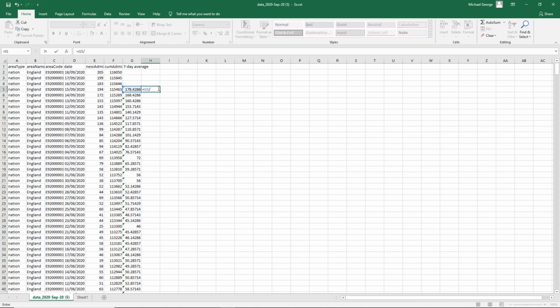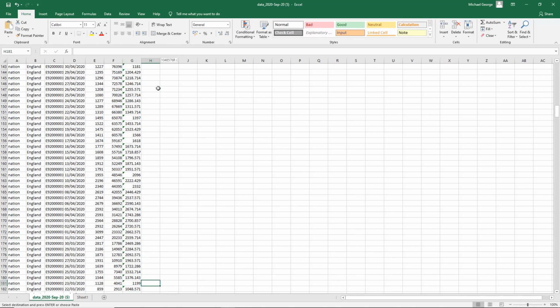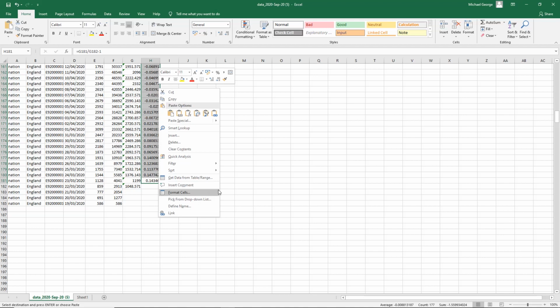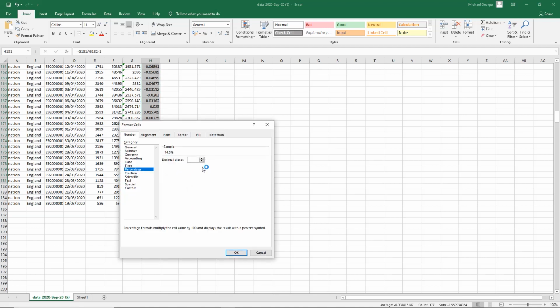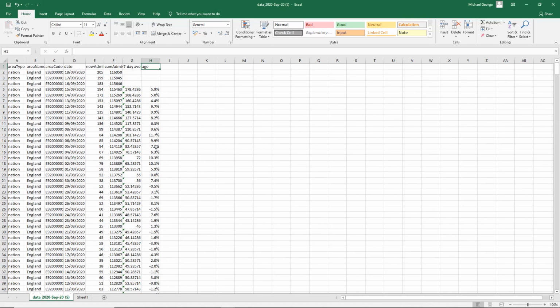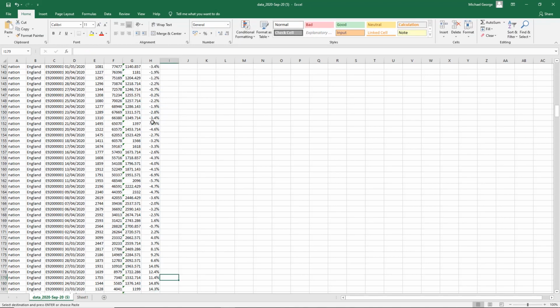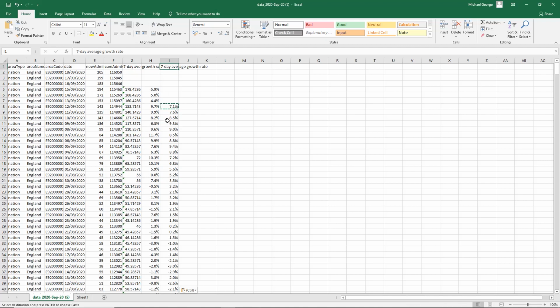It's a simple formula. It's the current day's admissions divided by yesterday's admissions, subtract 1, and you end up with a percentage. So if we quickly format that data so that we show it as a percentage, 1 decimal place will do fine. So that's the actual daily growth rate, and we will also want a 7-day average. As before, it's going to be the average of the 3 days prior and the 3 days afterwards, and we're just going to put that over all the historical data.